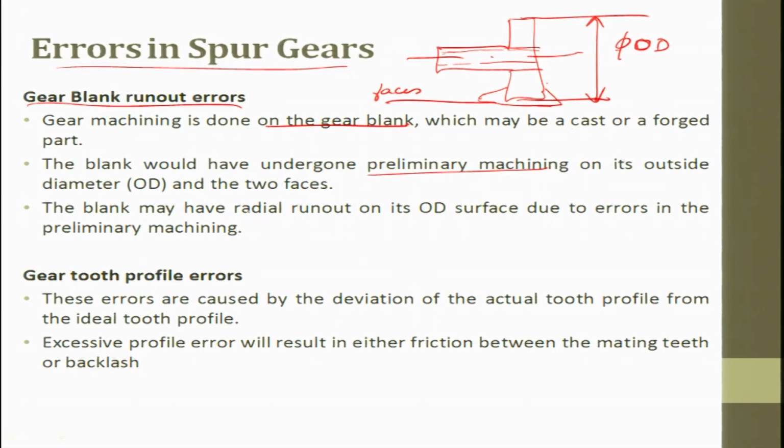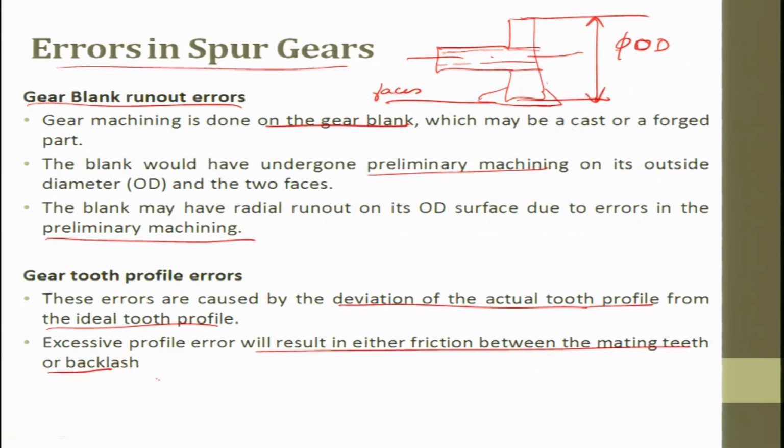The blank may have radial run out on its OD surface due to an error in the preliminary machining. So, this can lead to error when you machine a gear. The gear tooth profile error. This error is caused by deviation of the actual tooth profile from the ideal tooth profile. Maybe a problem with the indexing, or maybe a problem with the cutter. Excessive profile error will result in either friction between the mating teeth or backlash.